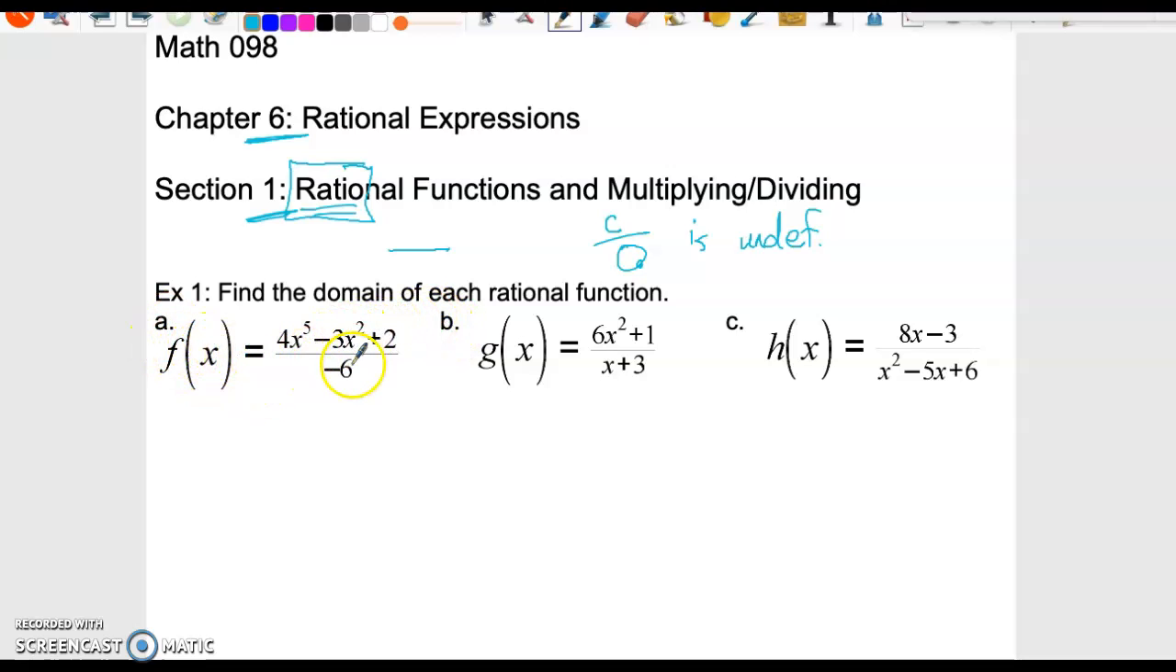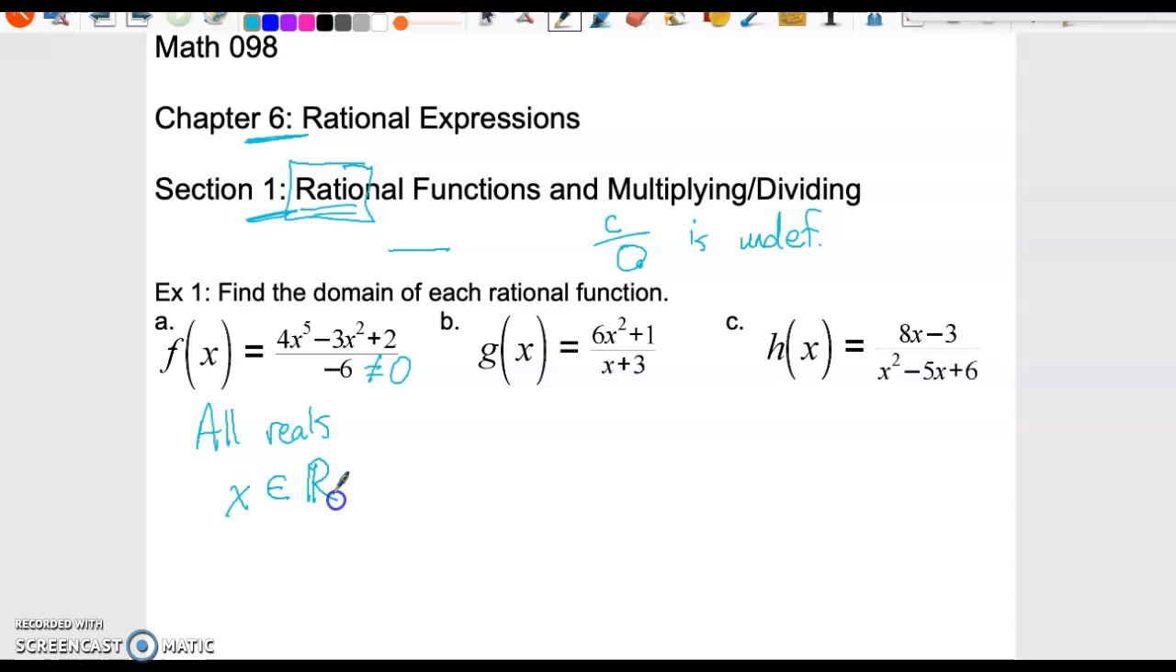So in letter A, if you notice, the denominator can never equal zero because -6 is a constant. There's no x here. So there's a lot of different ways you can write this. Some people just write out the words all reals, but I think sometimes when students write that, they lose the meaning of it. So what I like to do though is let students know that we're finding values for x and saying that x is an element of the real numbers.